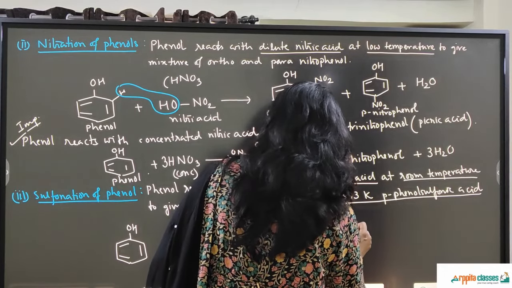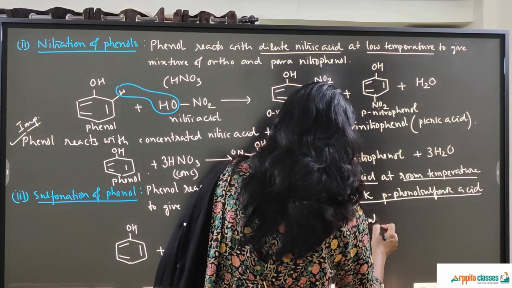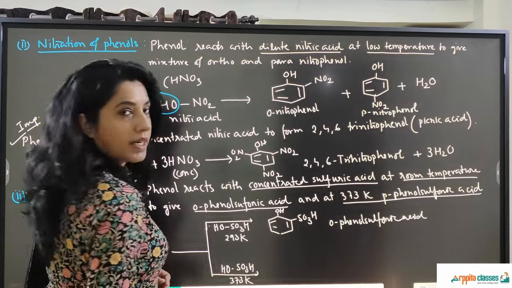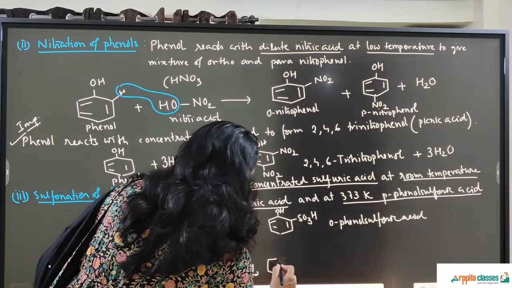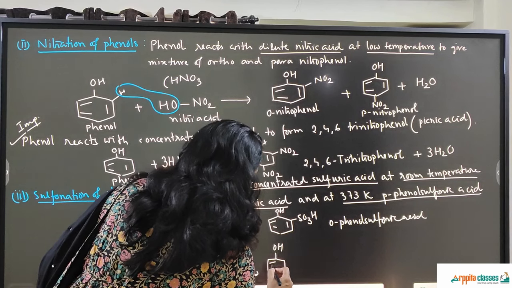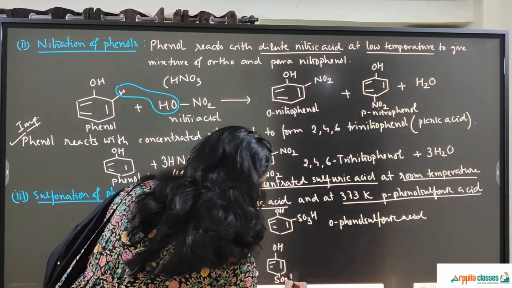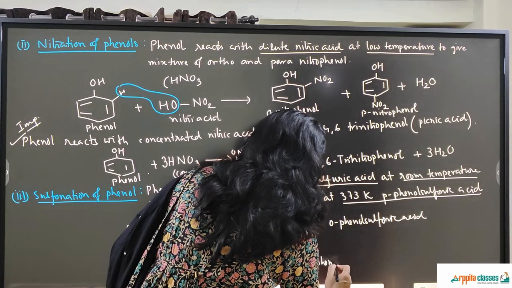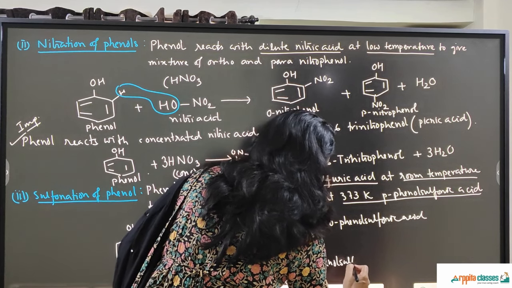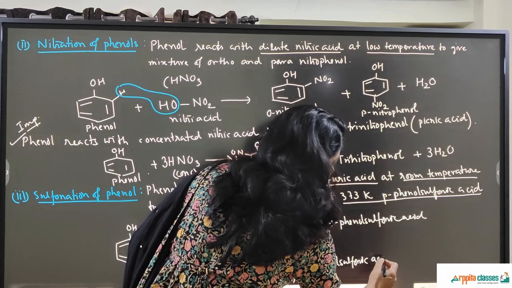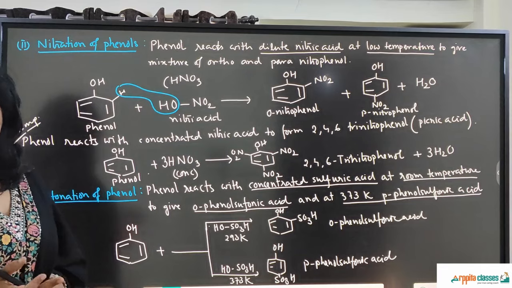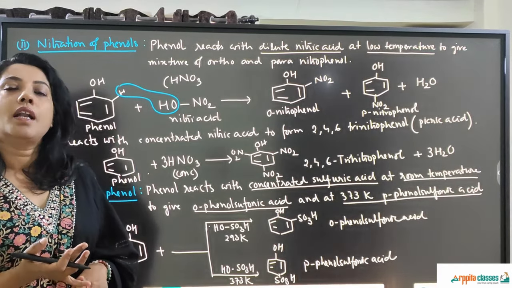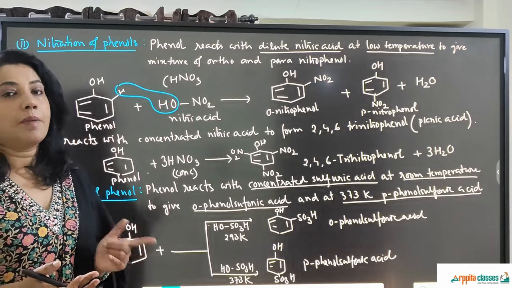So this is called ortho-phenol sulfonic acid, and when the temperature is a little high, at elevated temperature, we get the para product. That is, this is my phenol, and the SO3H group, the sulfonic acid group, is attached to the para position. So this is para-phenol sulfonic acid. Okay, so here we have completed the electrophilic substitution reactions, that is the halogenation, and then nitration, and then sulfonation. Now we will move on to the next reaction, that is the Reimer-Tiemann reaction.